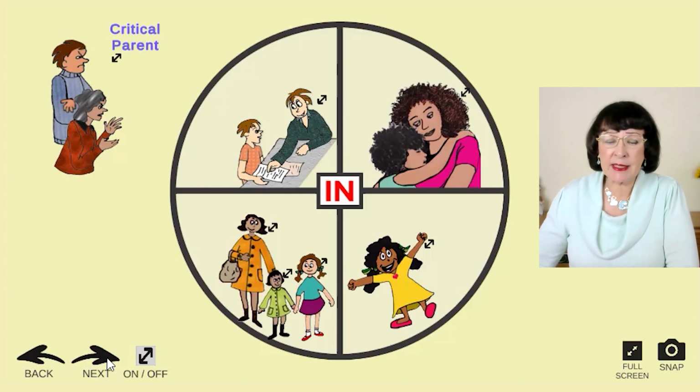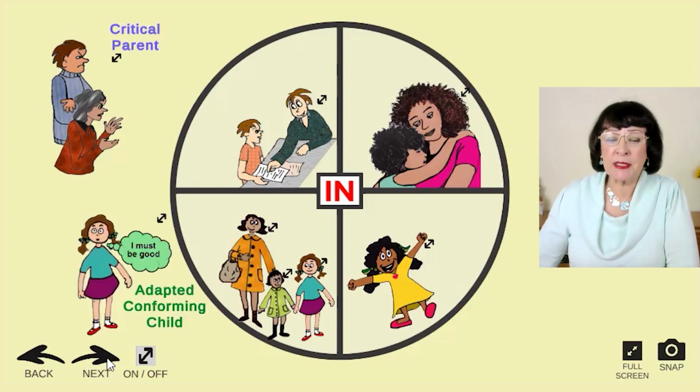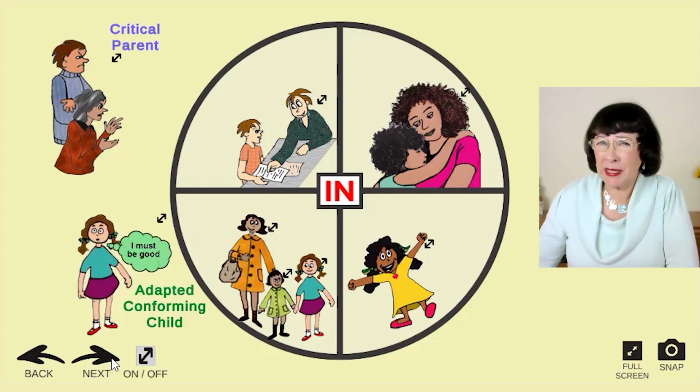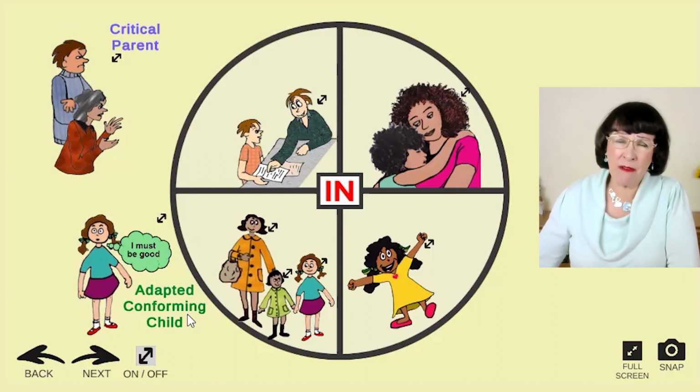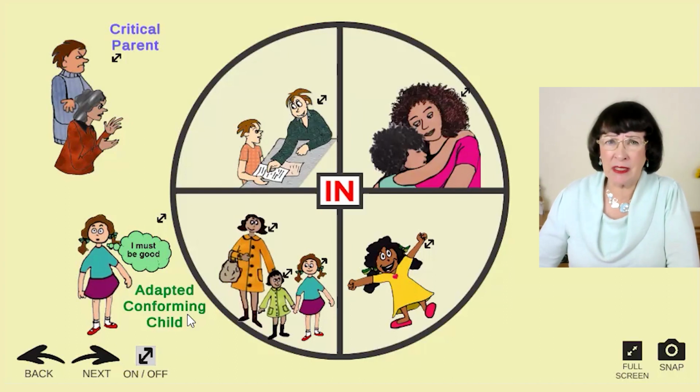If I click next, this produces in us a desire to be good, to try and please that critical parent voice. And we've called this the adapted conforming child, where we have to shape our behavior to try and please, to try and get some praise or acceptance or love. And life is hard because we live under the shadow of this critical parent.